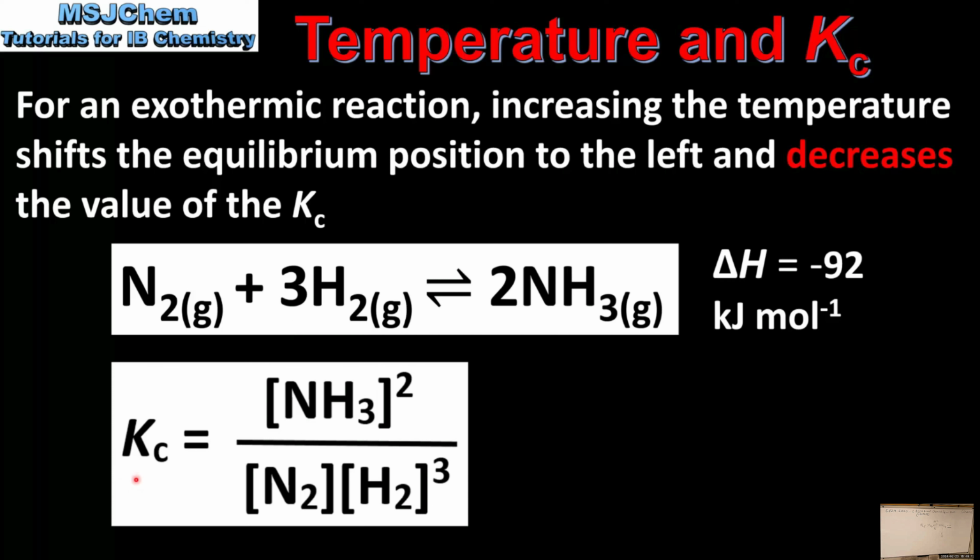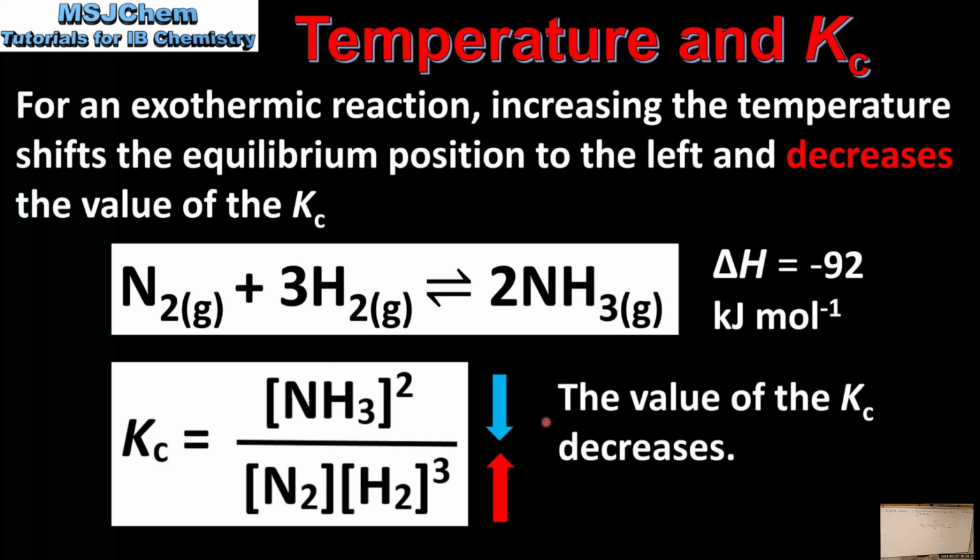Here we have the equilibrium constant expression for the Haber process. When the equilibrium position shifts to the left, the value of the numerator decreases and the value of the denominator increases. Therefore, the value of the Kc decreases. So an increase in temperature for an exothermic reaction results in a decrease in the value of the Kc.